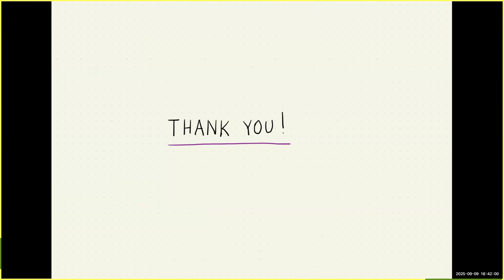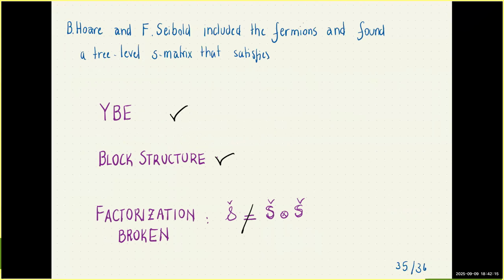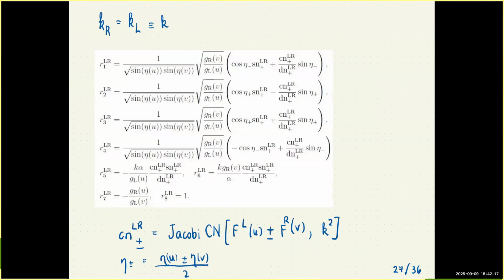Any questions? So I have a question. You showed us the formula for the 4x4 R matrix, the 8 vertex model. Do you find any new solution of this form?